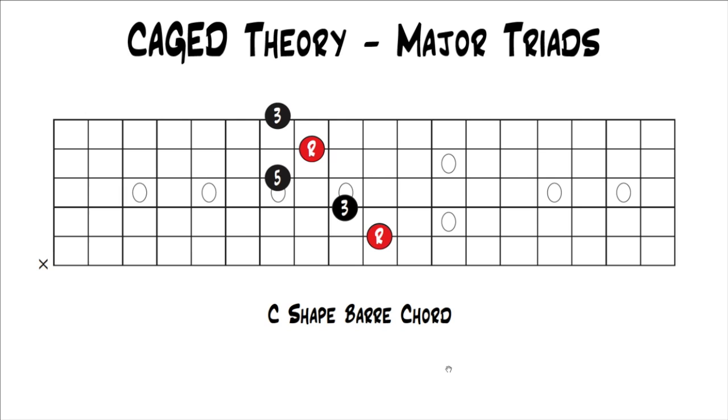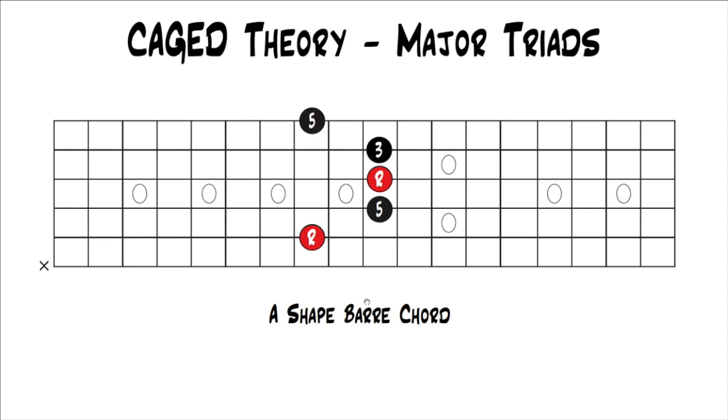You just have to know the notes on your fretboard to know what your roots are. The next one is the A shape. If we look at the A shape bar chord, we have a triad right here, which hopefully you can see is second inversion because the 5th is the lowest note. And we have one right here, which hopefully you can see is root position. So within this A shape, you have a major triad right here, and you have a major triad right here.